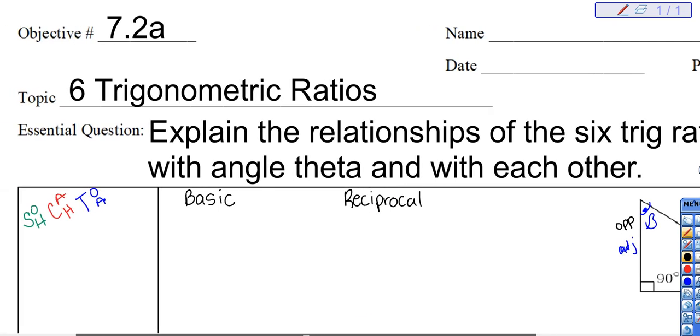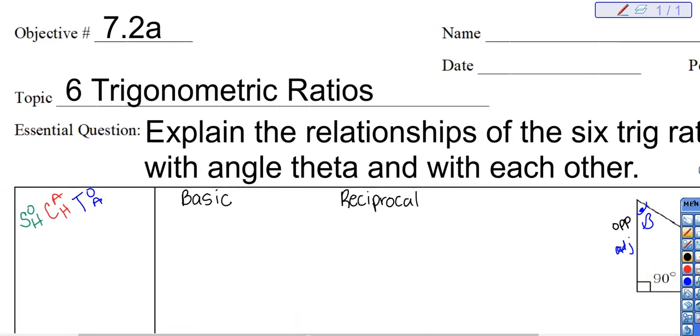So the basic trig functions are, I'm going to start with my green pen, sine. So the sine of theta is equal to, we know this, opposite over hypotenuse. And we can use our acronym.